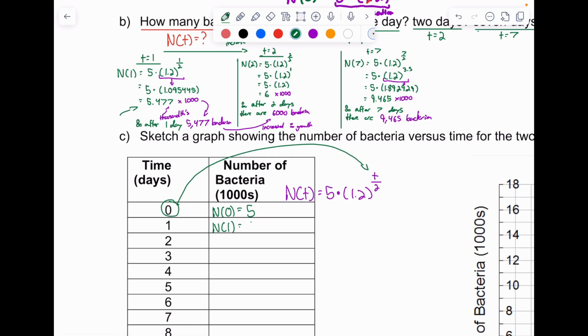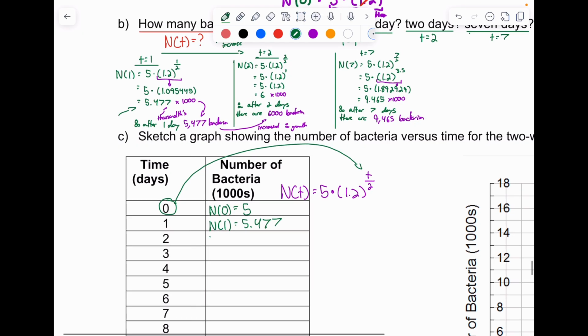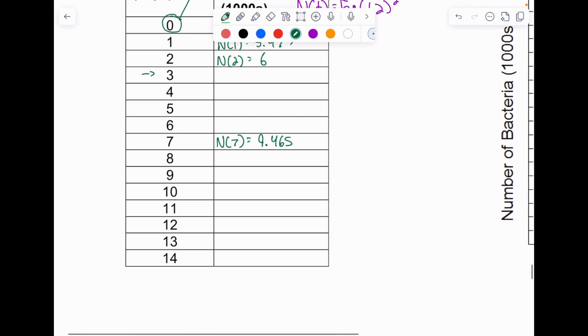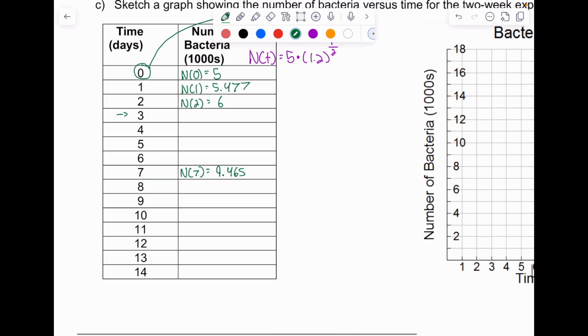5.477. We also did n evaluated at 2. That was 6,000, so that was 6. We didn't do this one, nor this one, but we did 7. We calculated n at 7. That was 9.465.